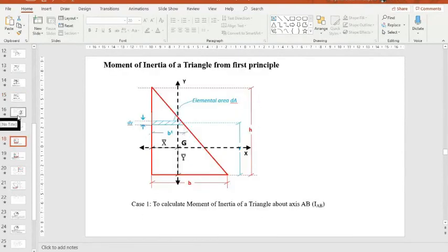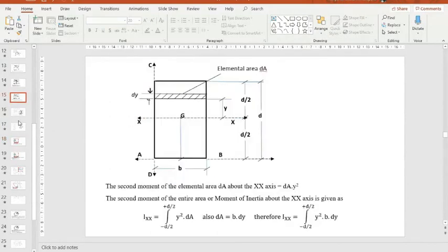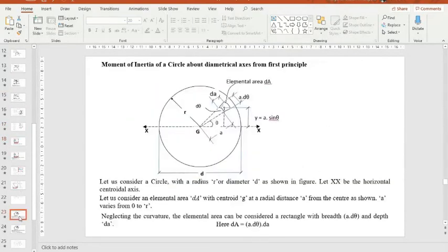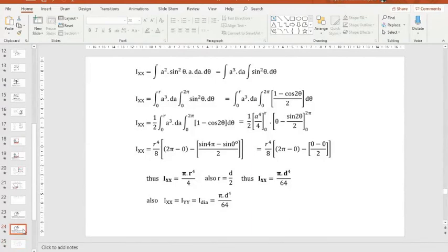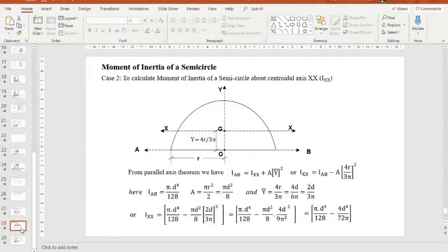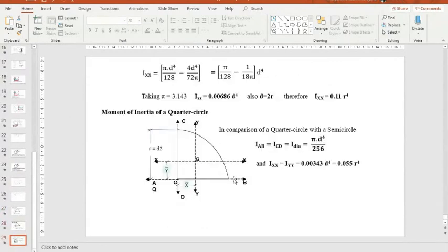You will have 4 standard derivations: moment of inertia of a rectangle, of a triangle, of a circle, and of a semicircle. The semicircle will be given directly, so you need not prove it. Usually 3 derivations, circle, triangle, and rectangle, will be there. Understood? Okay, sir. Okay, then I will be ending the class here.